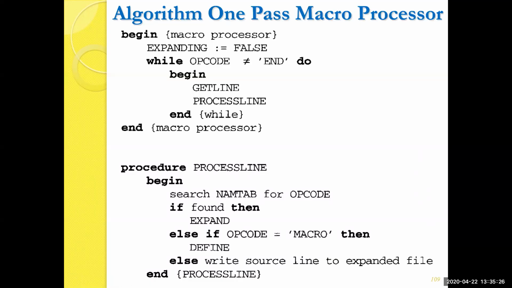So to summarize, process line procedure does three things. It searches the opcode in the name table. If it is found, it indicates a macro invocation, so expand procedure is called. On the other hand, if the opcode contains the directive macro, then it means the beginning of the macro definition. So it calls the procedure define to save the macro definitions. Otherwise, the line will be copied as such to the expanded file without further processing.